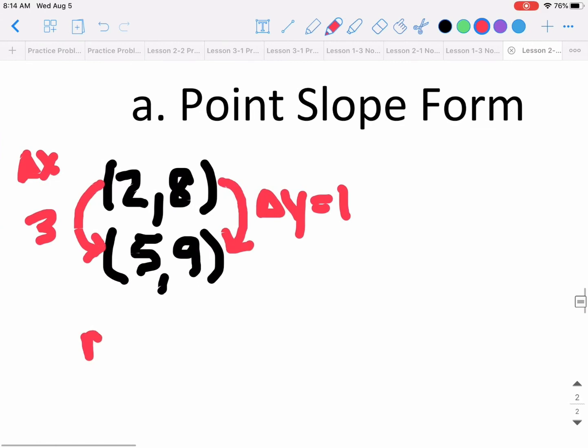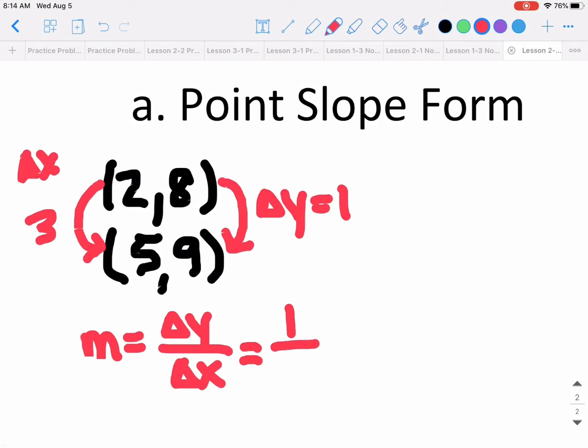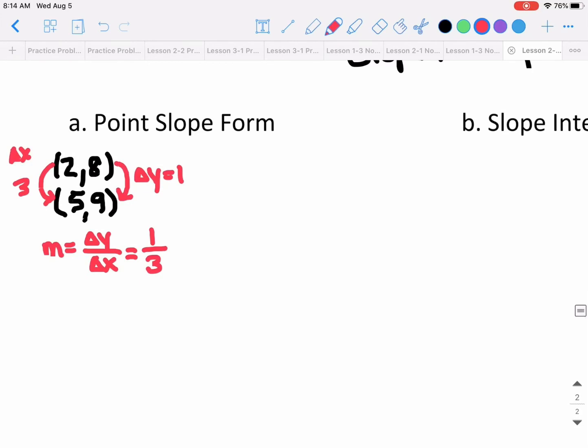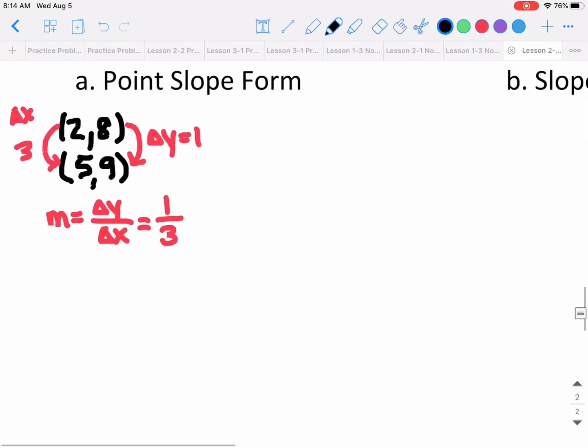So my slope, m, is equal to the change in y over the change in x, and I know the change in y is 1, and the change in x is 3. So I have the slope is equal to 1 over 3. I already have a point. I can make my equation now. That's it.